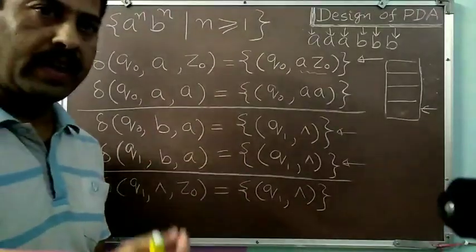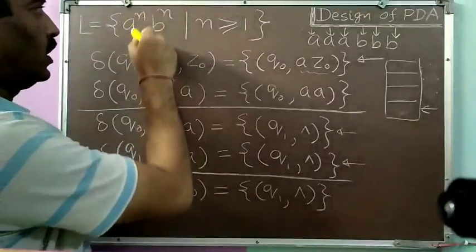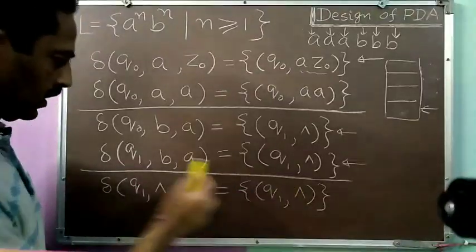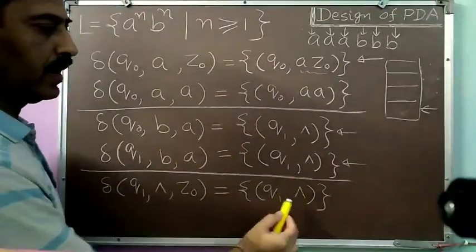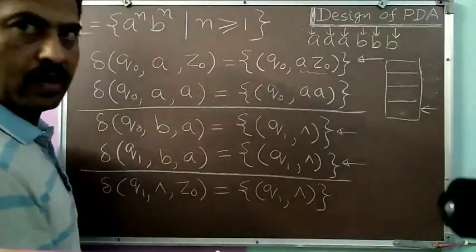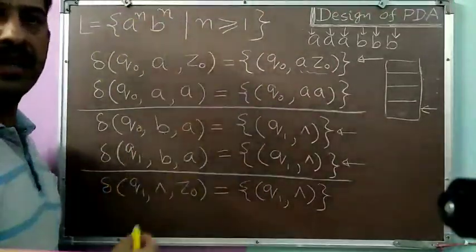Now we make a little bit of change to our language. Our language a to the power n, b to the power n, n greater than or equal to 1, we have designed it. And the last transition which I have written as per the empty store is q1, null. So suppose in this manner we have designed this particular PDA.